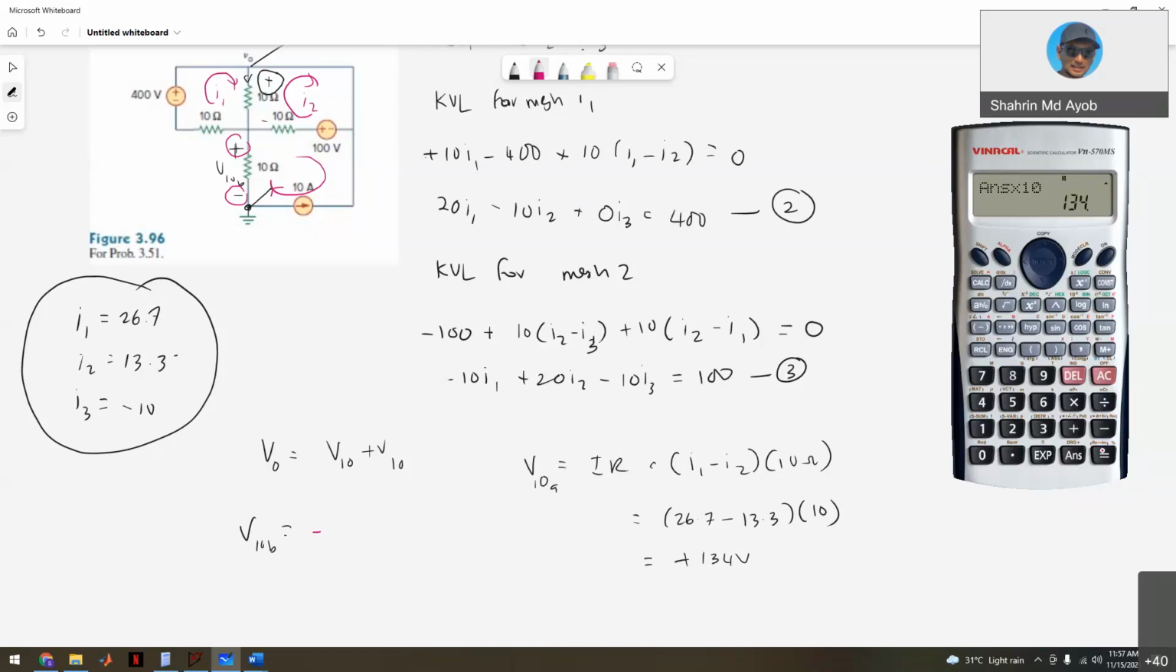So V10B is negative IR. Okay, negative IR. So negative, and your current is I3. So the value of I3 is negative 10. Multiply with the resistor value 10, so this one is actually 100. So your VO is 134 plus 100, which is 234 volts.